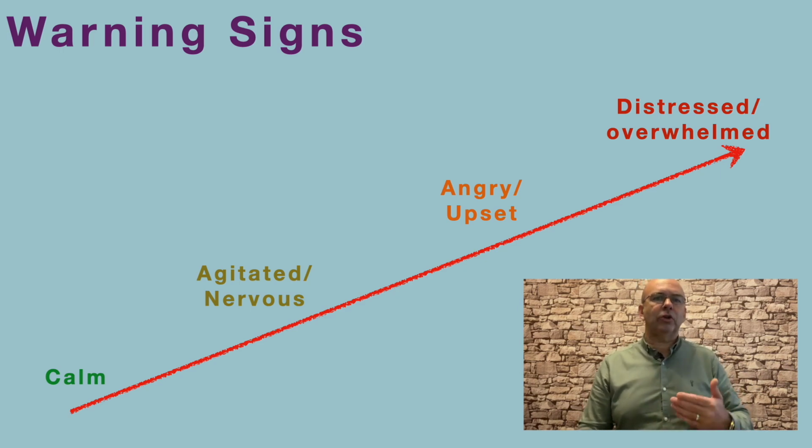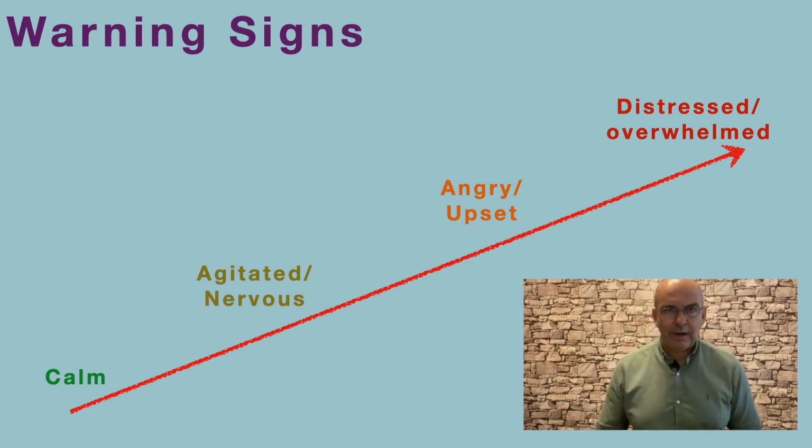So we've got calm at the lower end. Calm, everybody's calm, rational, able to interact respectfully, etc. Then we might get that agitated and nervous experience, which I'm sure you've all experienced, where perhaps people are getting a little bit fidgety, shuffling, hands in pockets, out of pockets, folding arms, moving about a bit.